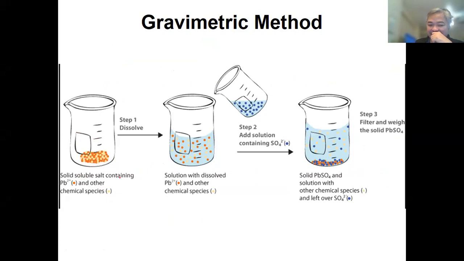So you have solid soluble salt containing lead 2+. So all you need to do is you're going to add, let's say, either sulfate ion, or if I want it to be colorful, dichromate ion. So a lead sulfate would precipitate, I think that's a white precipitate. If it's a lead dichromate, then that's what we call the yellow. So you filter it, you weigh your solid lead sulfate, and then you put some sort of a relationship in terms of their balanced chemical reaction.